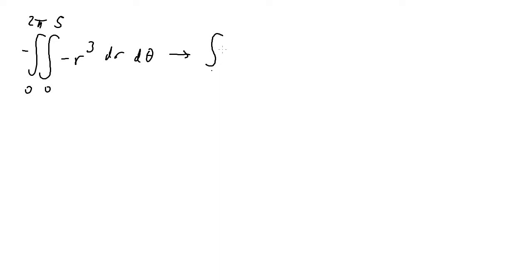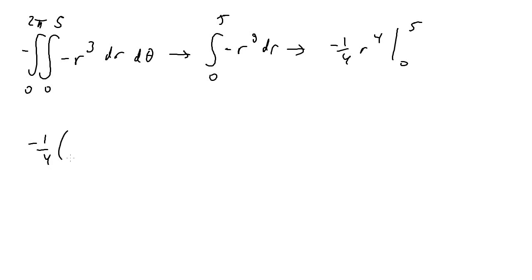So the integral from 0 to 5, this time of negative r cubed dr. If we integrate with respect to r, we get negative 1 over 4 r to the fourth. So then let's evaluate from the r bounds of 0 to 5. So we get negative 1/4 times, now when I plug in 5 for r, we get 5 to the fourth, that's 625, minus 0 to the fourth is 0. So then we end up getting negative 625 over 4.